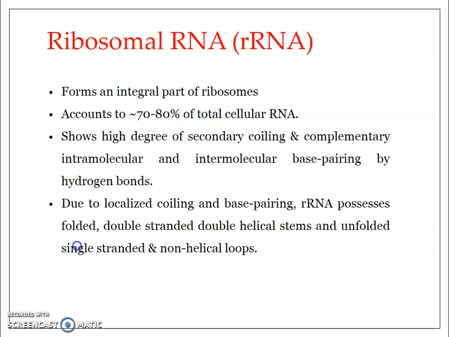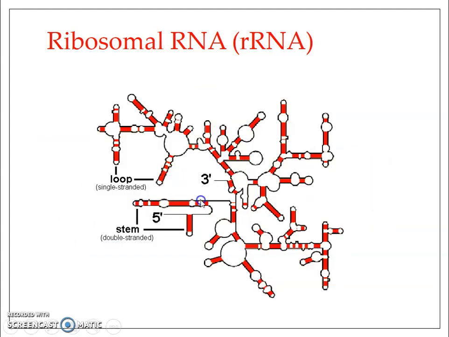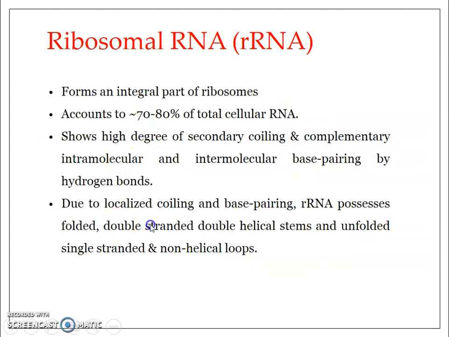Okay, what happens is the rRNA is actually single stranded, as you can see over here, starting from the 5' end over here. If you just trace back the whole structure, it is just a single stranded structure ending in the 3' end over here. Okay, but the secondary structure for rRNA is usually formed of double-stranded stems and single-stranded loops or bubbles, and this happens because of the localized coiling and base pairing, simply because of complementarity.